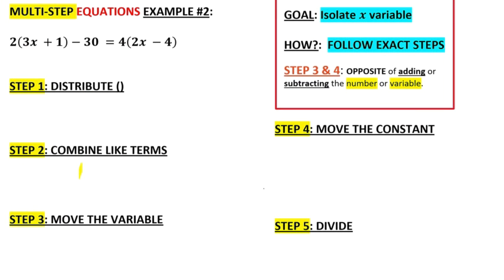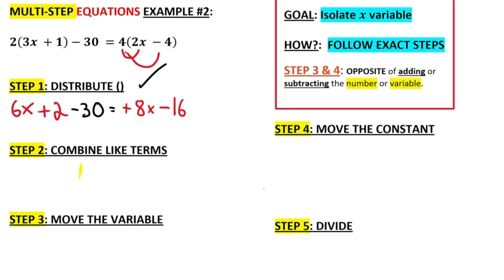So here we have 2 times 3x plus 1. So let's look at step number 1, distribute. Let's get rid of the house. We're going to need to do these multiplications. Step number 1 is getting the 2 inside of the house. So 2 times 3x, that's 6x. 2 times 1 is plus 2, minus 30, nothing changes there. And let's get rid of the brackets. So 4 times 2x is 8x, and 4 times negative 4 is minus 16. Excellent. So we've done our step number 1, distributing the brackets.